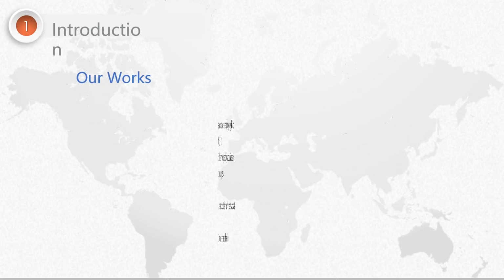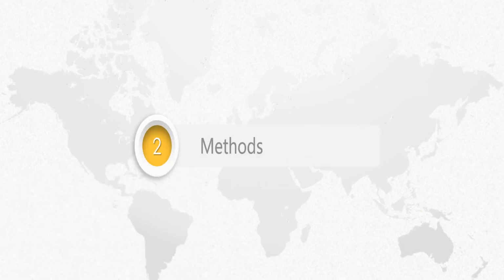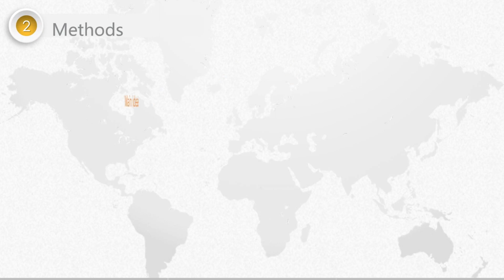Our work is based on Tian and Min's work. First, build a phrase-aligned bilingual corpus, and then use the corpus to train an NMT translation system. And finally, we will compare the results. Now I will introduce our methods.